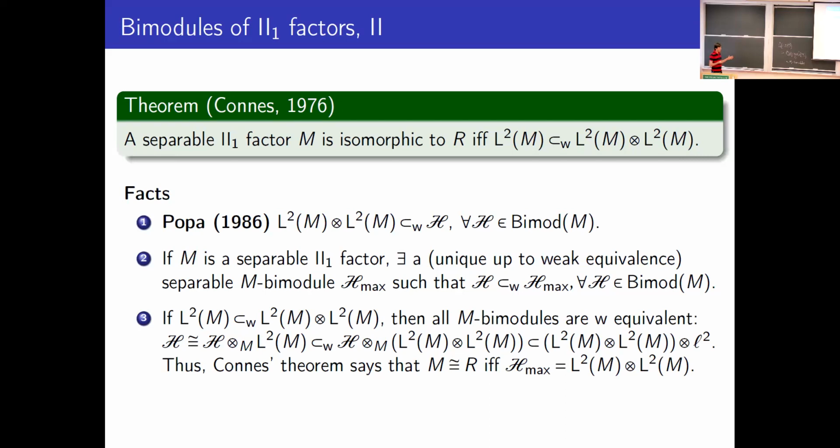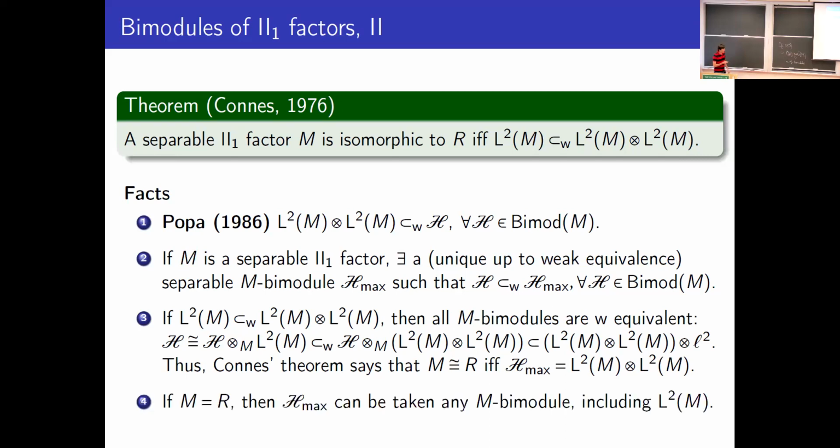And looking at this, Connes's theorem says that a separable II1 factor M is isomorphic to the hyperfinite II1 factor if and only if I can take the coarse bimodule as the maximal element with respect to weak containment. But of course, when M is the hyperfinite II1 factor, we just established that all M bimodules are weakly equivalent. So H max can be taken to be any bimodule, in particular the trivial one.